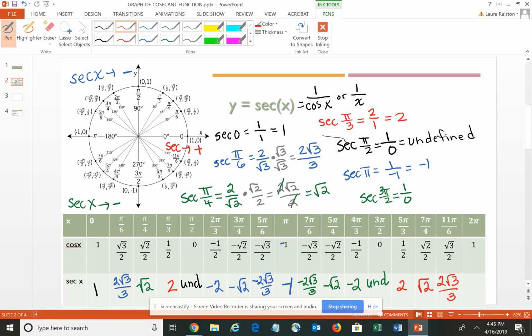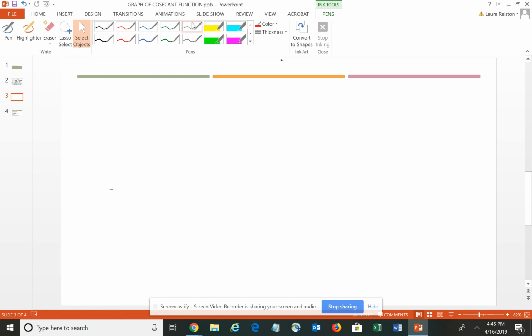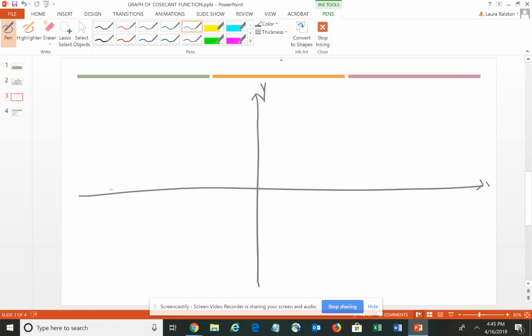Okay, so then we want to look at how to graph those. And again, I want to connect the graph of the secant to the graph of the cosine. So again, I begin by drawing my axes. We have our vertical axis, which is y. We have our horizontal axis, and we typically use our quadrantal angles. So we have 0, pi halves, pi, 3 pi halves, and 2 pi.